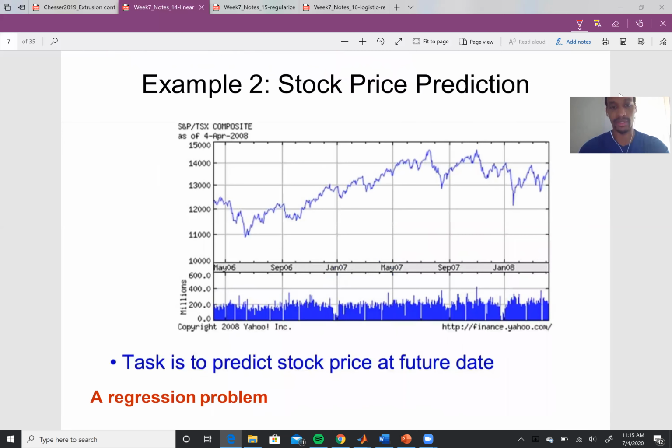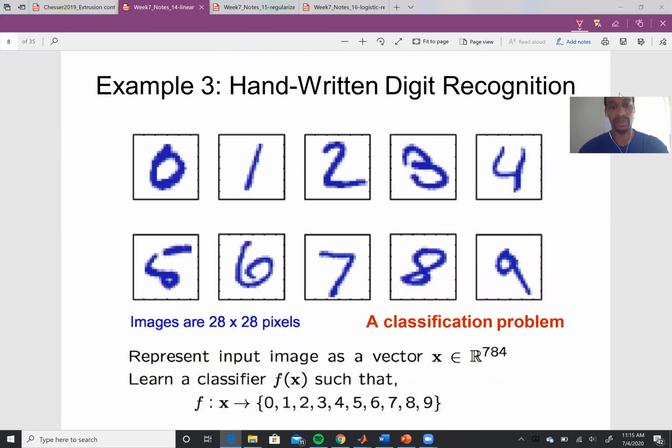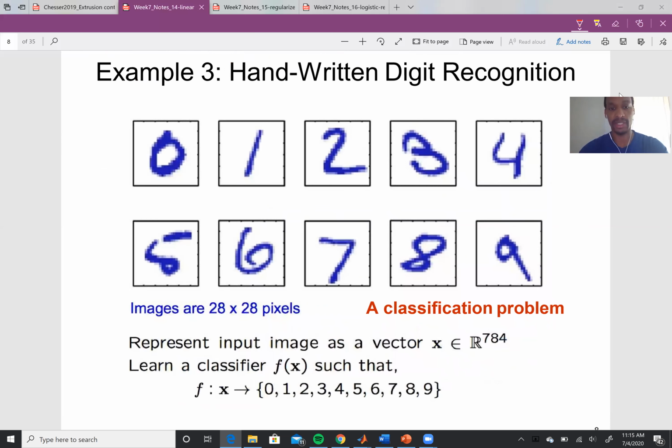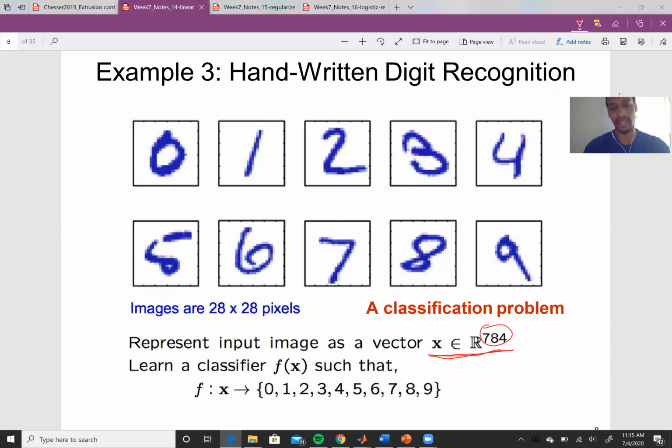Another example is stock price prediction. You can collect some features about the stock and try to predict the stock price at a future date. And then this is another classification example. We just talked about it, but you have some digits, and the features are the pixels in each image. So you have a vector of features that is 784 dimensions, and the goal is to learn the classifier f of x such that whenever you give the input x, which is the pixels, you get out one of these digits. So it can say, okay, this is the digit.